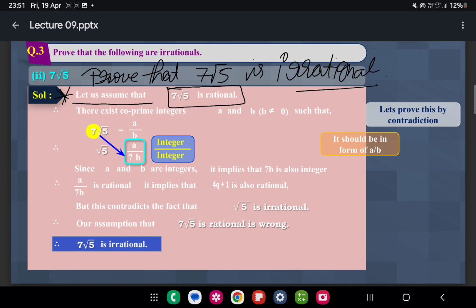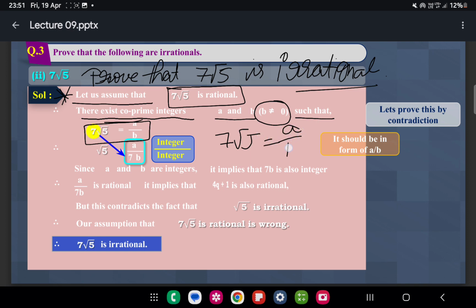Then the second step: there exist co-prime integers a and b, with b not equal to 0, such that 7 root 5 is equal to a by b. Here a and b are co-prime integers, but b should not be equal to 0. So we can say that 7 root 5 is equal to a by b.